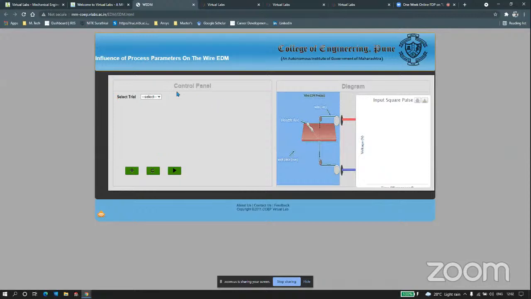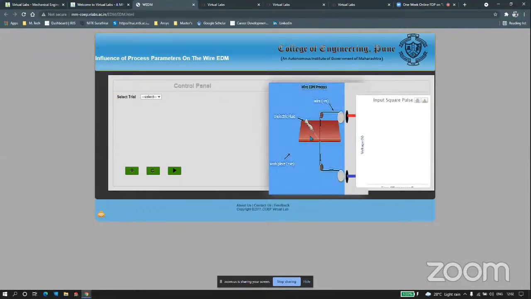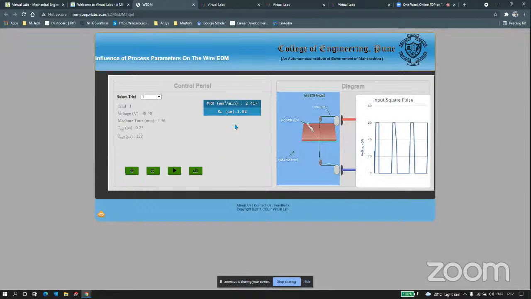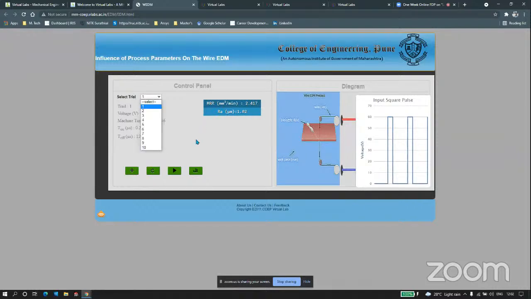This will have a control panel and the diagram of the setup. It asks for 5 trials for the graph. In the first trial, the voltage is 45 to 80, the machine runtime is 4 minutes 36 seconds, the on time is 0.25 microseconds, and the off time is 128 microseconds. So I'll add this. Here the material removal rate is 2.4 cubic millimeters per minute, and the surface roughness is 1.02 micrometers. Similarly, I'll add a few. I'll run the experiment.